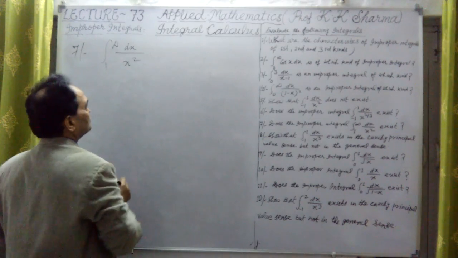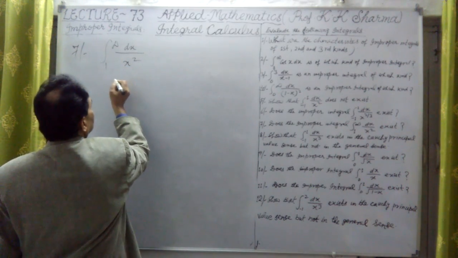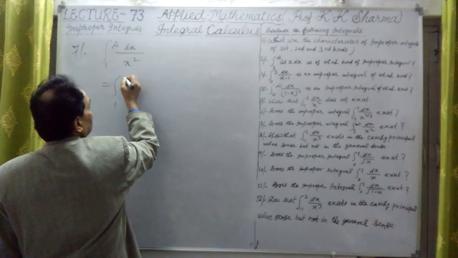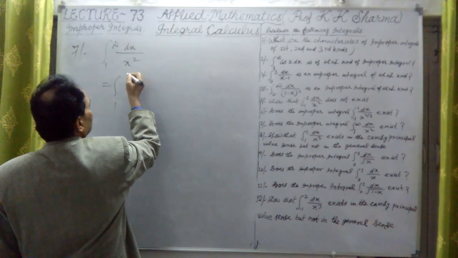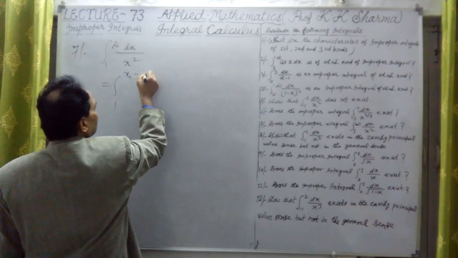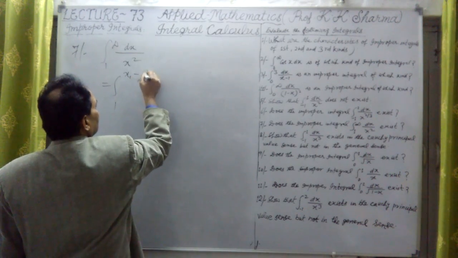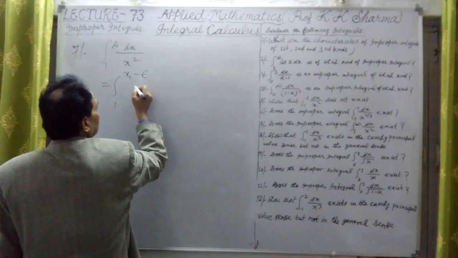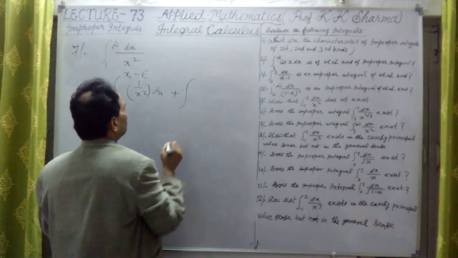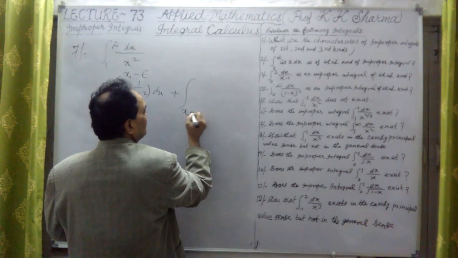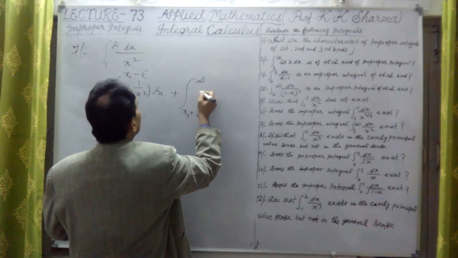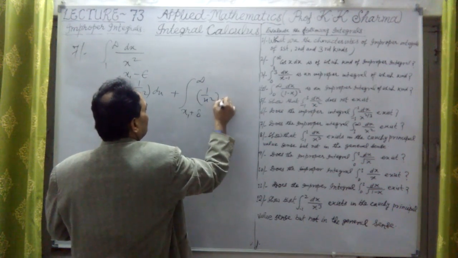1 upon x square, so the integration of this will be minus 1 upon x here. So let me write the integral from 1 to, let me take epsilon here, or 1 to 0, or 1 to 2, or any x1 value. Let me take x1 minus epsilon, 1 upon x square into dx, plus x1 plus delta to infinity, 1 upon x square into dx.